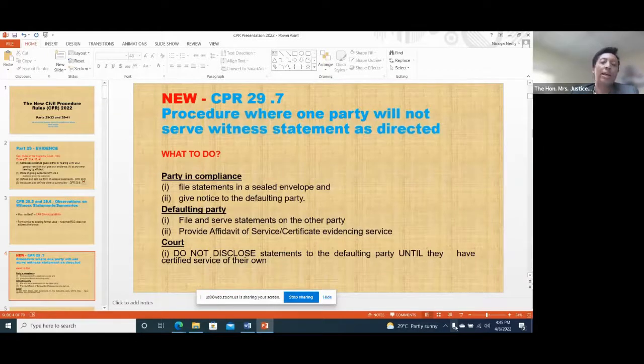Interjection, or my own recommendation, on how the court, meaning the civil registry or whichever registry is affected, would know that they are able to then disclose the statements to the defaulting party. As you see, the statements cannot be disclosed until the defaulting party has certified that they have served their own. And so obviously the court, i.e. the registry, would need to have something to demonstrate that they're now able to hand over a sealed envelope to the defaulting party. If you can go to the next slide for me, please.